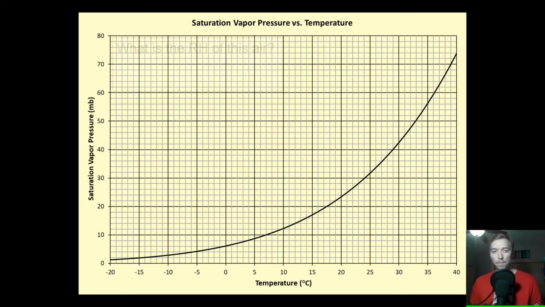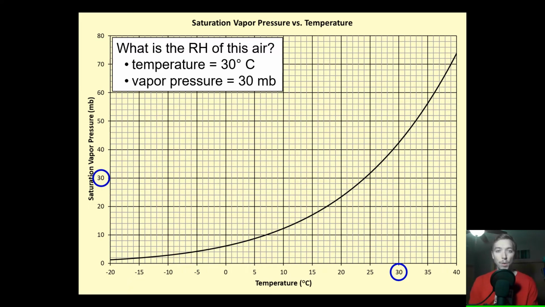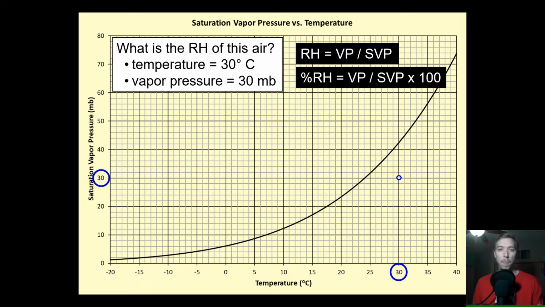So if we look here, what is the relative humidity of this air when our temperature is equal to 30 degrees Celsius and our vapor pressure is equal to 30 millibars? So relative humidity is going to equal vapor pressure divided by saturation vapor pressure. Percent relative humidity is equal to vapor pressure divided by saturation vapor pressure times 100, just to get a percentage.